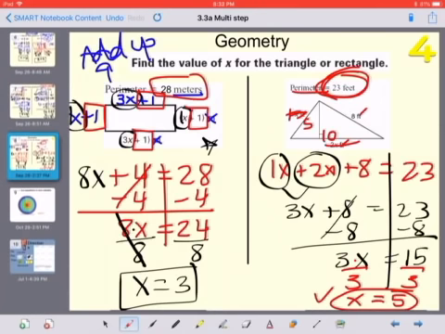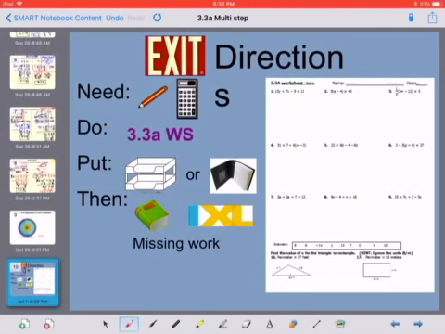Otherwise, your homework is worksheet 3.